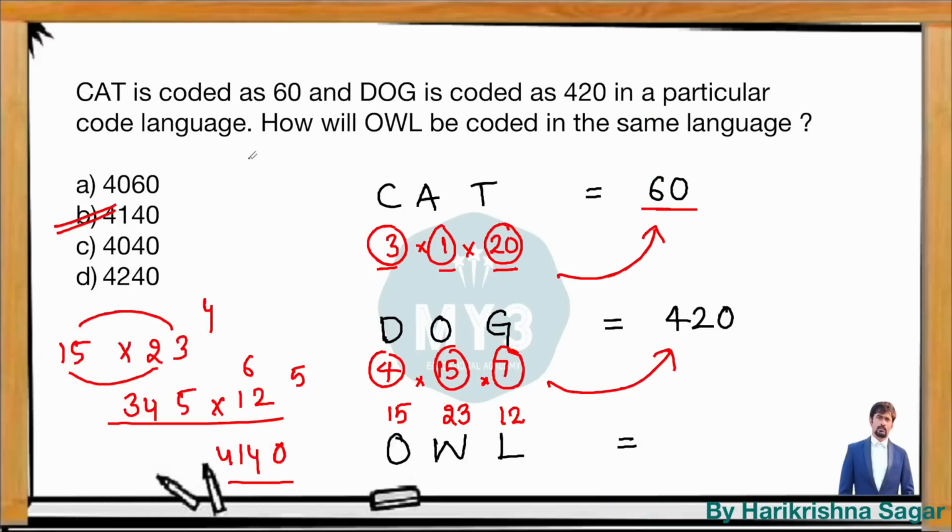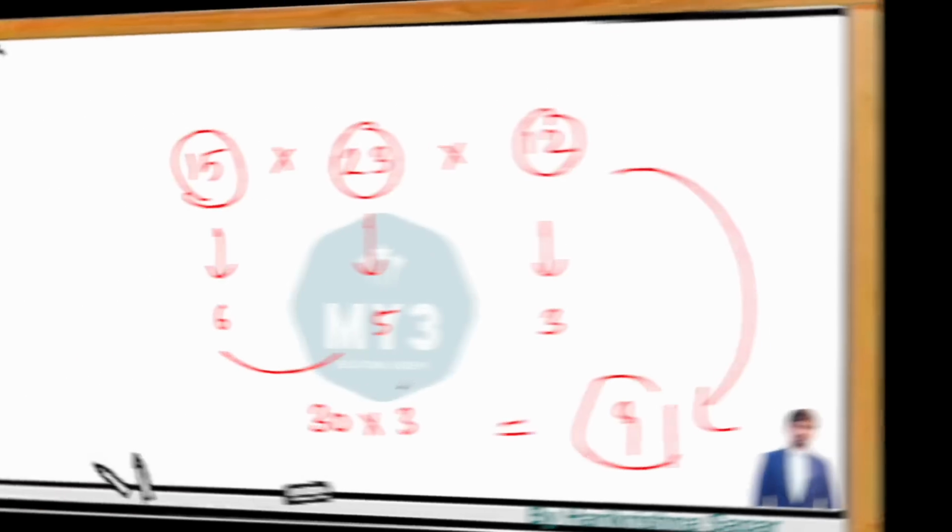So if you observe the sum of the digits here, sum of the digits are 10, not matching, eliminate. Sum of the digits are 8, not matching, eliminate. Sum of the digits are 10, not matching, eliminate. Is only one option. So when you don't have time, if you want to crack it fastly without doing all this calculation, you can also use digital sum, 15 into 23 into 12. So hope you are able to understand.